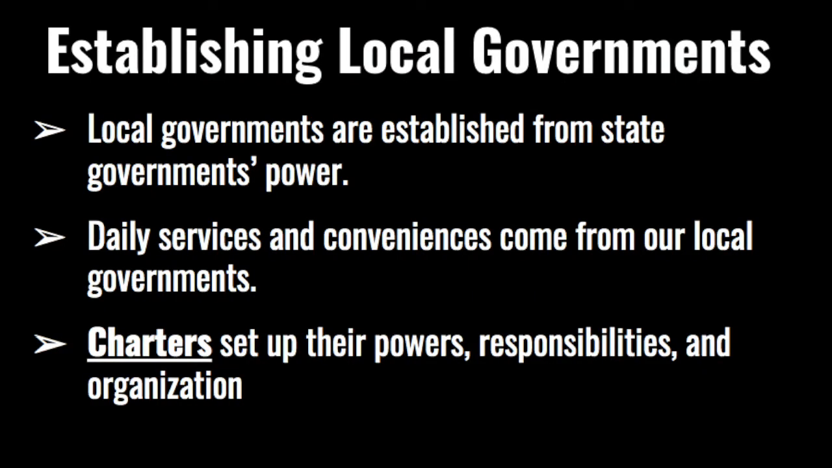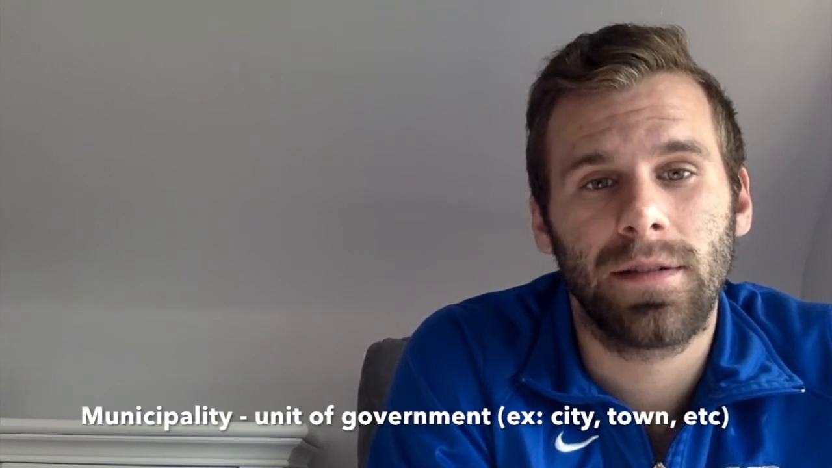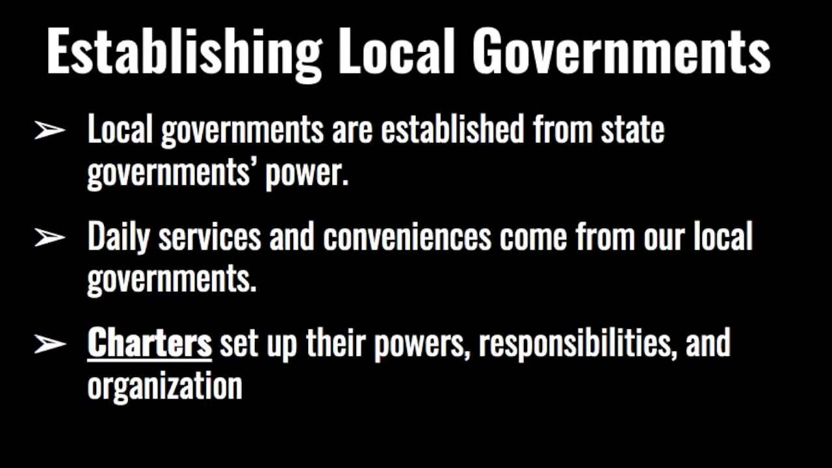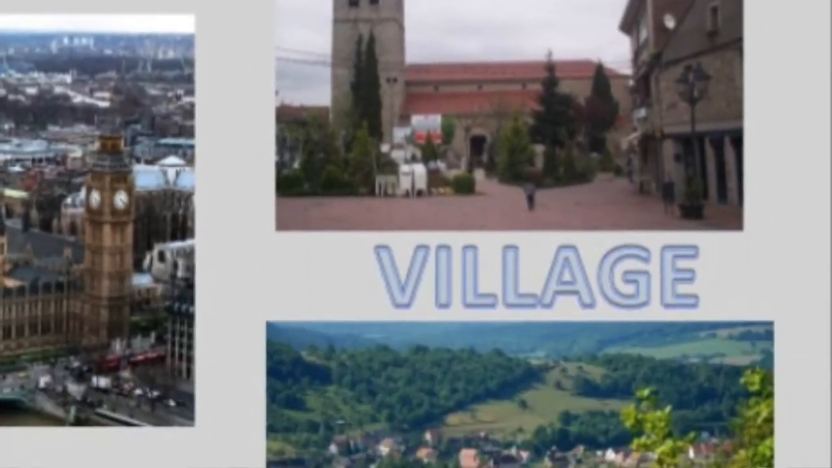First, let's look at how local governments are established. If you remember from our last video, states actually have the power to set up local governments. States use their constitution to both legalize and define their local governments. These local governments are made up into municipalities. It is a unit of government, and these units of government are created by the state, and these municipalities would have some autonomy. To give you some examples of municipalities, you can think city, town, village, and even boroughs.